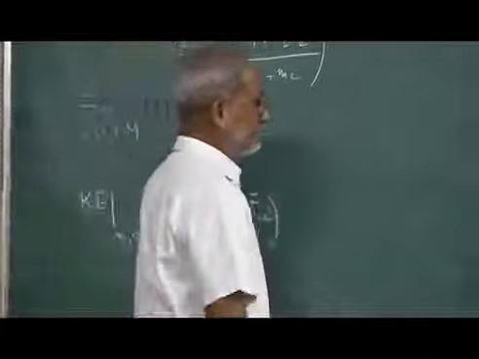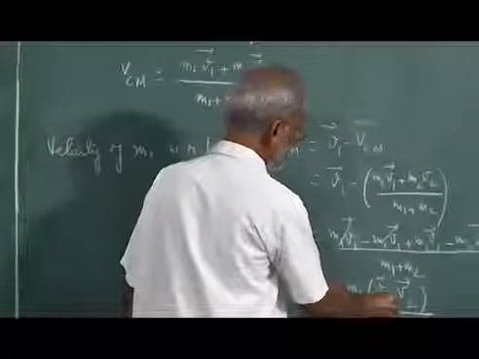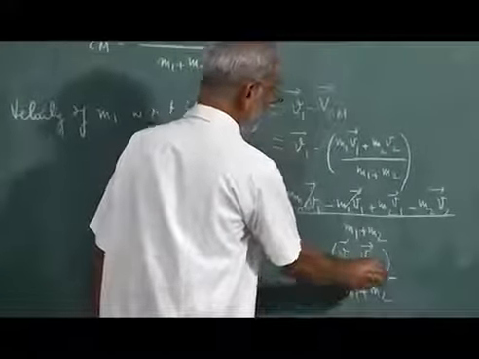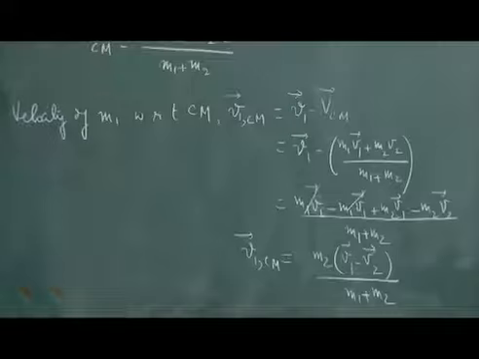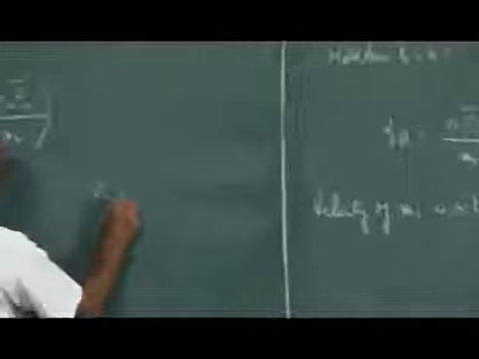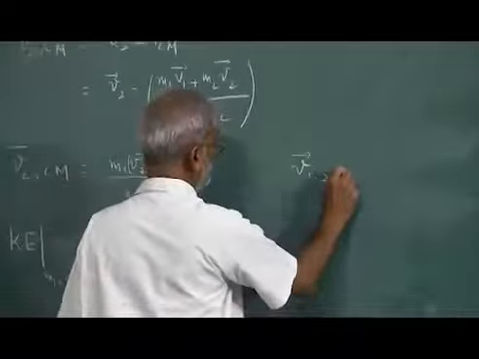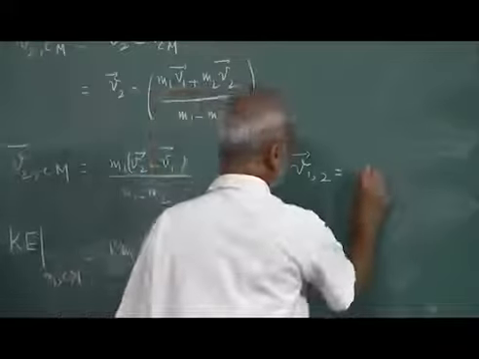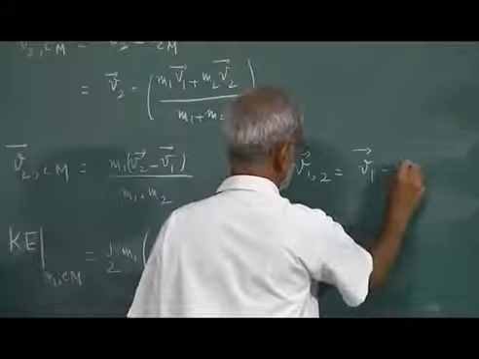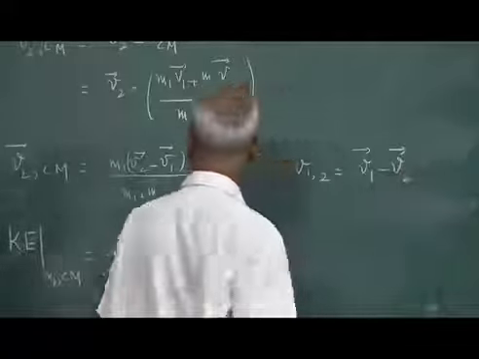Incidentally, what is this quantity? The relative velocity of the first particle with respect to the second particle. That is what we denote by V12. What is V12? The relative velocity of the first particle with respect to the second particle, that is nothing but V1 minus V2. These are all fairly standard things.